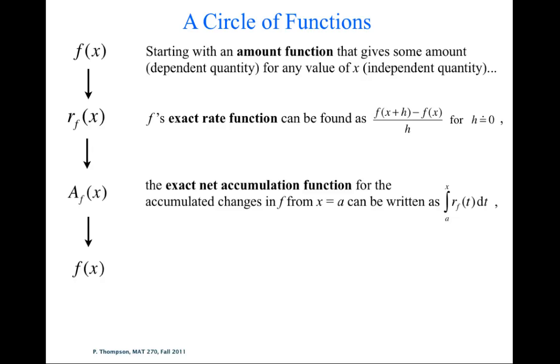How did we get f of x from a sub f of x? Or what was it? First of all, what was it? We still really haven't decided what f of x was related to a sub f of x. If a sub f of x is exact net accumulation, then f of x was what? What did we call that? Do you remember what that was? You had raised your hand.